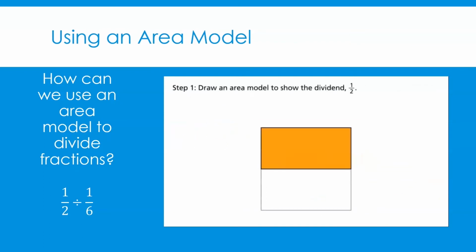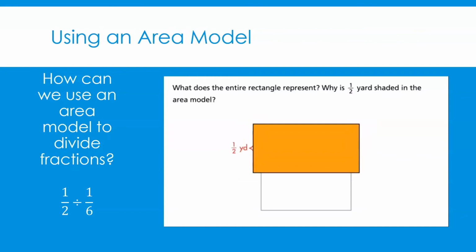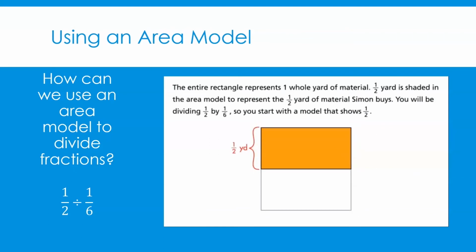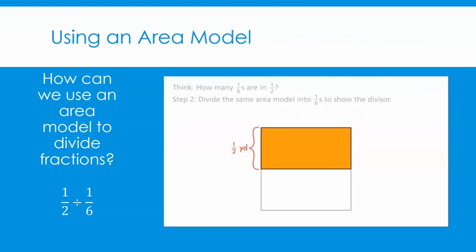Step 1. Draw an area model to show the dividend, 1/2. You can use an area model to show division. What does the entire rectangle represent? Why is 1/2 yard shaded in the area model? The entire rectangle represents 1 whole yard of material. 1/2 yard is shaded in the area model to represent the 1/2 yard of material Simon buys. You will be dividing 1/2 by 1/6, so you start with a model that shows 1/2. Think, how many 1/6 are in 1/2?